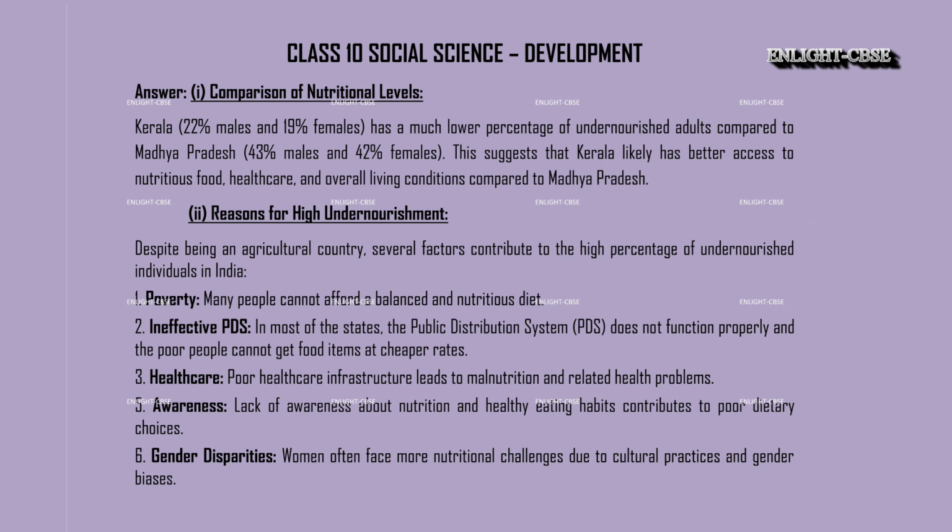2. Ineffective PDS system. In most of the states, the public distribution system, PDS, does not function properly and the poor people cannot get food items at cheaper rates. 3. Healthcare. Poor healthcare infrastructure leads to malnutrition and related health problems. 5. Awareness. Lack of awareness about nutrition and healthy eating habits contributes to poor dietary choices. 6. Gender disparities. Women often face more nutritional challenges due to cultural practices and gender biases.